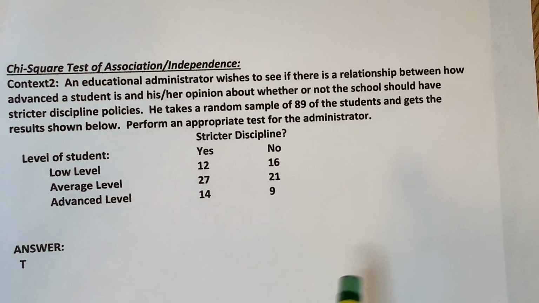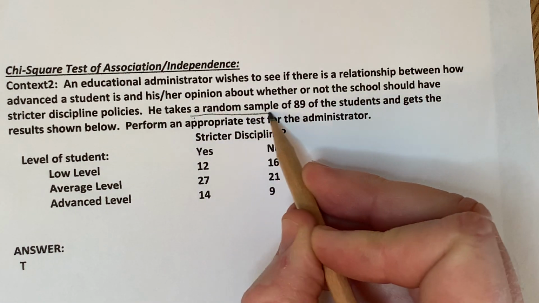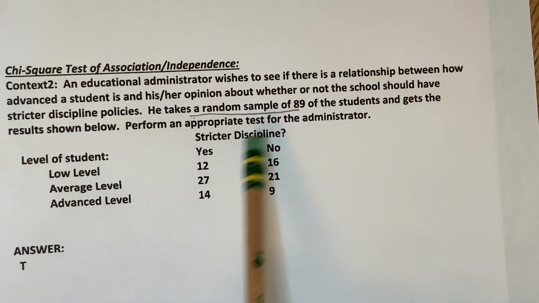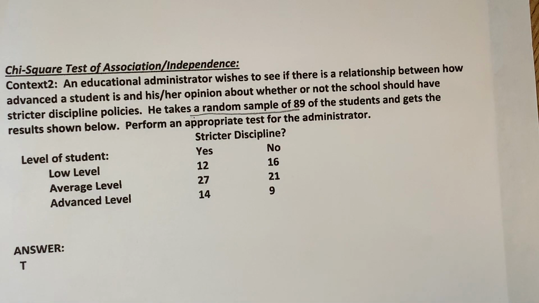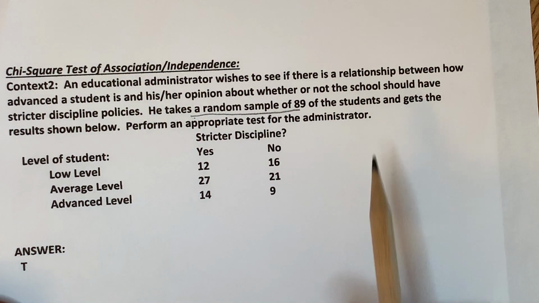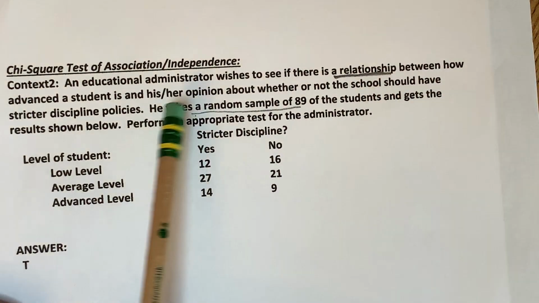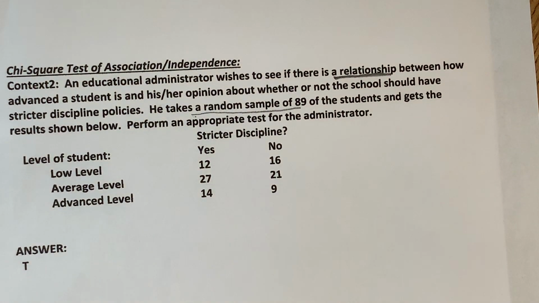But the key thing is, is it one sample or is it two? In this case, you notice that it's just a random sample and you have two categorical variables, and that's a chi-squared test of association independence. It's basically asking the question, are these two variables associated? So let's look at this one. It says an educational administrator wishes to see if there's a relationship. That's kind of a giveaway word for association independence. If it said there's a difference between, that would be a test of homogeneity.